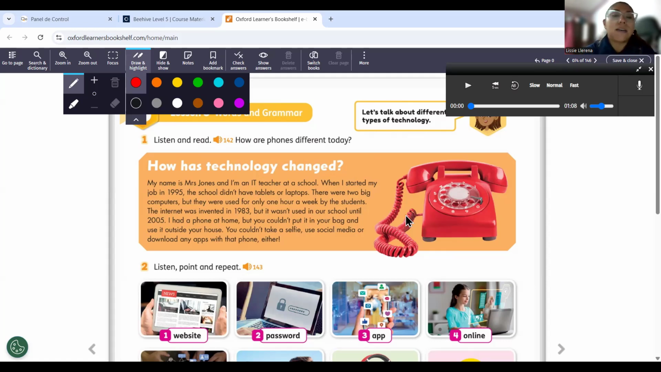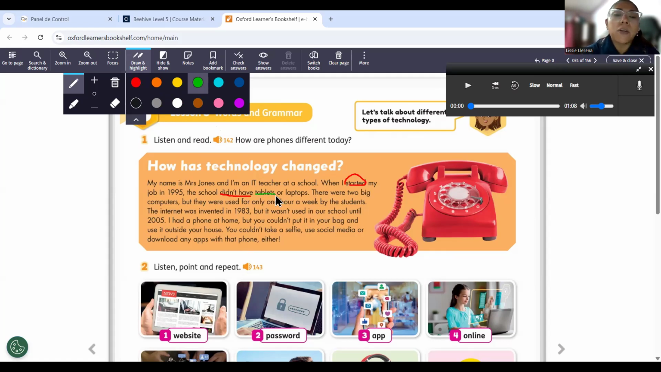When I started, all right, so let's start recognizing the verbs that you already know. What is the verb? Start, right? So it's going to be when I started. When I started my job in 1995, the school didn't have. Yes. So we're going to recognize one. This is the negative form of the simple past. You guys already know this, right? Didn't have. What didn't have? We're going to use another color to highlight these two words. We're going to be underlining them.